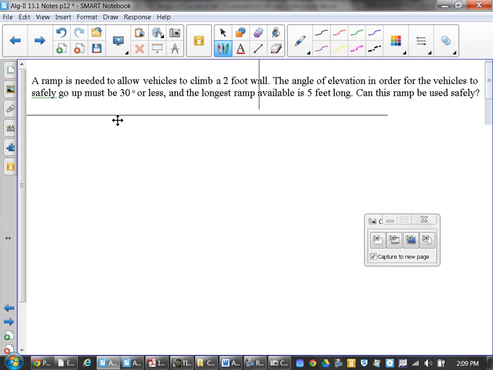The longest ramp available is 5 feet long. Can this ramp be used safely?